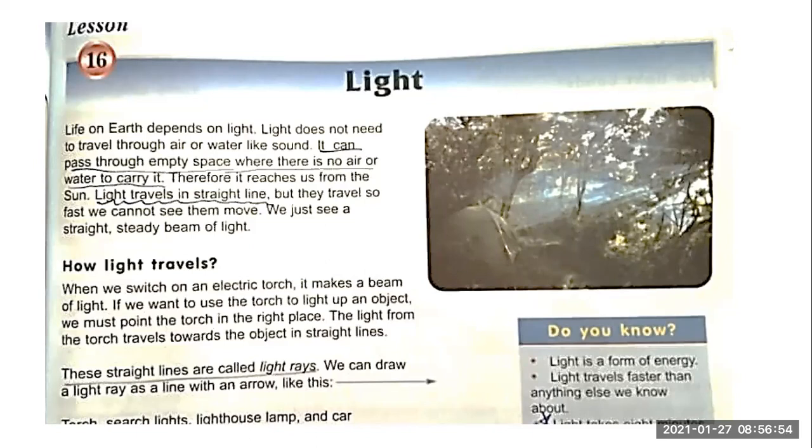Okay. Light is the fastest thing on the earth than anything else. And the speed of light is 8 minutes and 10 seconds.